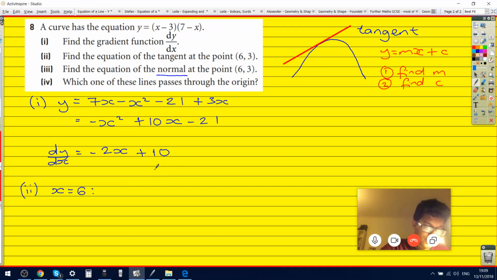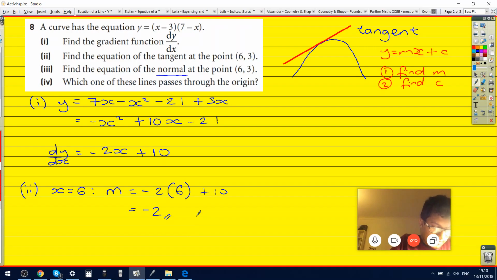Actually, no. I think I have a different idea. So if dy by dx equals -2x plus 10, if we just use the x coordinate we're given, which is 6, -2 times 6 plus 10, that gives us -2. And then you would find c. Just a general question. When I originally thought of -2, I just thought of it because it was in front of the x value for the dy by dx, but that's not right, is it? No.